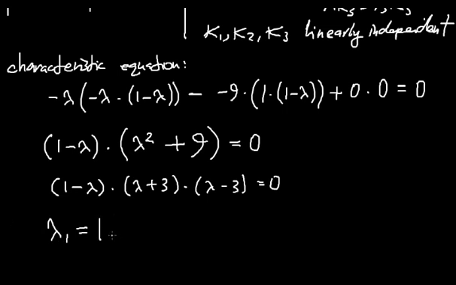So lambda 1 equals 1, lambda 2 equals, so I'm just going to follow the order that it appears the way I wrote this thing out here. Lambda 2 equals minus 3, and lambda 3 equals 3. So these are supposed to be the eigenvalues of the matrix A. Now what we need to do is for each eigenvalue to find the corresponding eigenvectors.